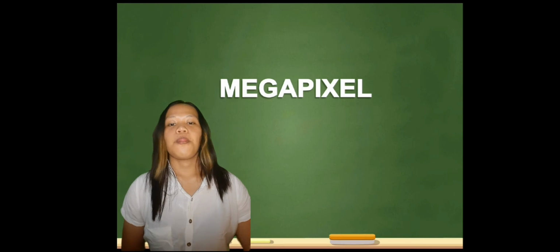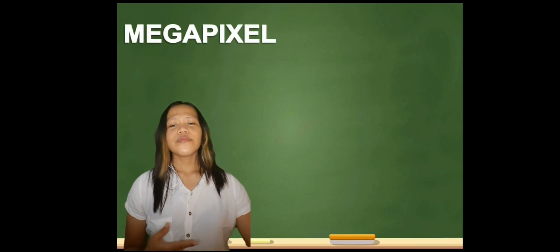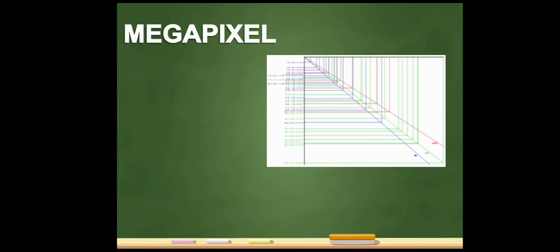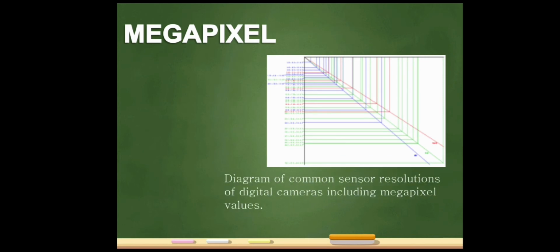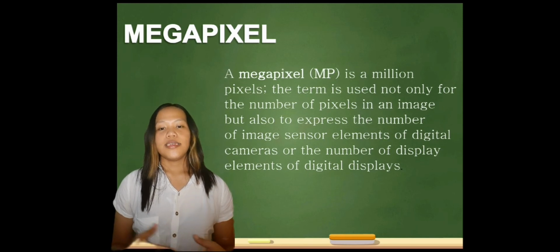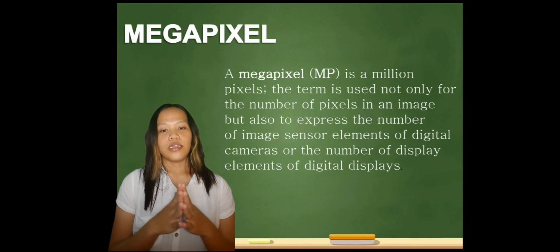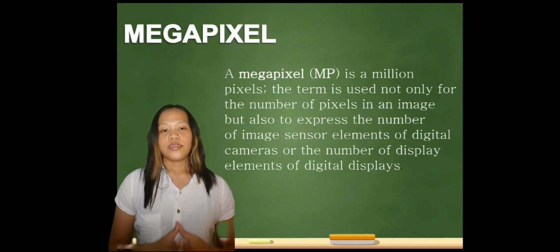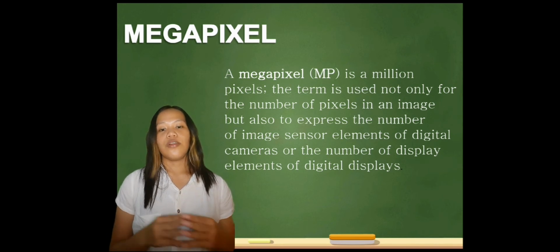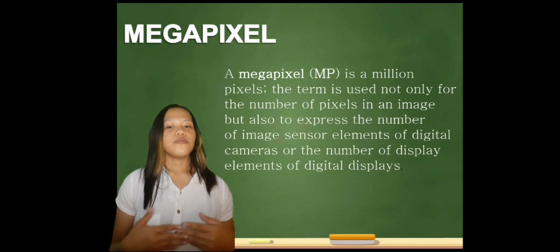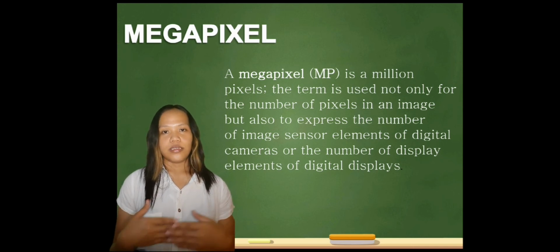So megapixel, familiar, right? As you can see in the photos, this is the diagram of common sensor resolution of digital cameras, including megapixel values. So what is a megapixel? A megapixel, or MP, is a million pixels. The term is used not only for the number of pixels in an image, but also to express the number of image sensor elements of digital cameras or the number of display elements of digital displays.